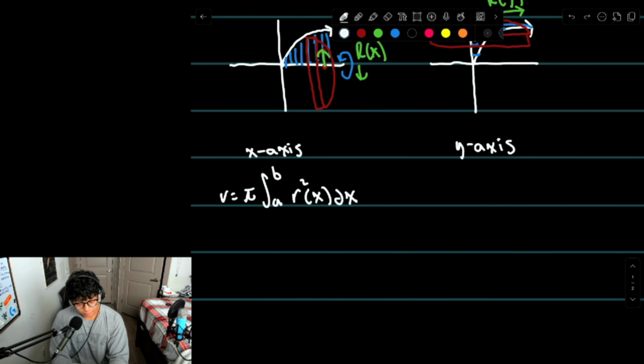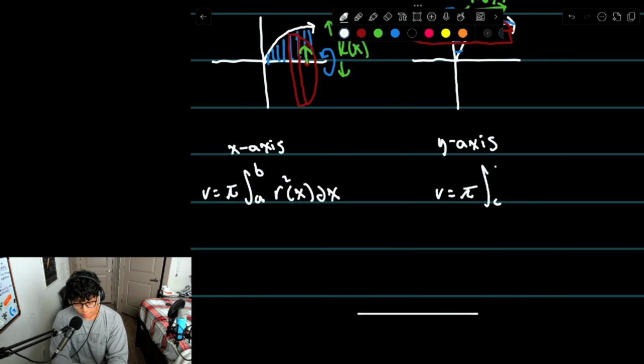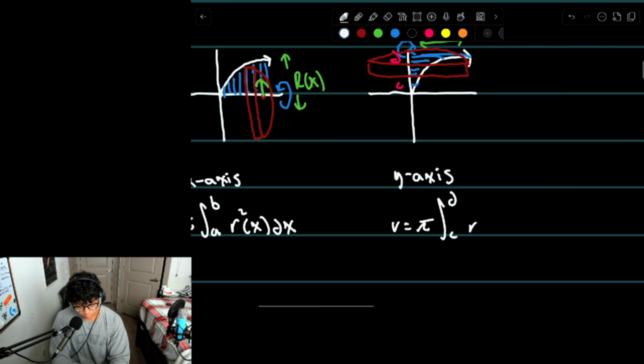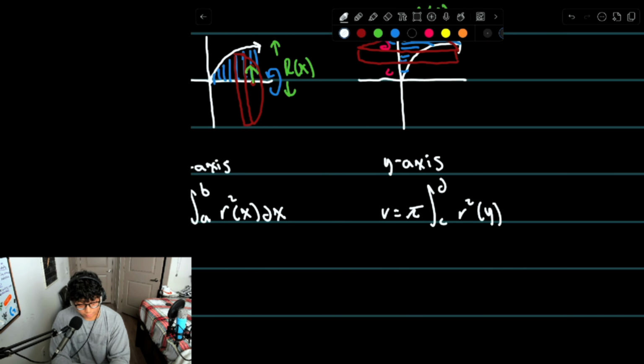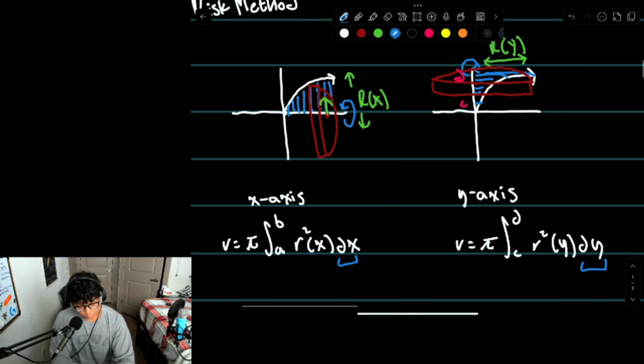Now our formula will be v equals pi times the integral from c to d. I'll highlight our c to d in pink, r of y squared dy. And to exemplify the dx and dy, this is the height of our little cylinder. So that is our dy, and that is our dx.